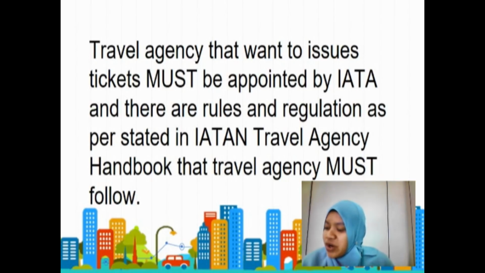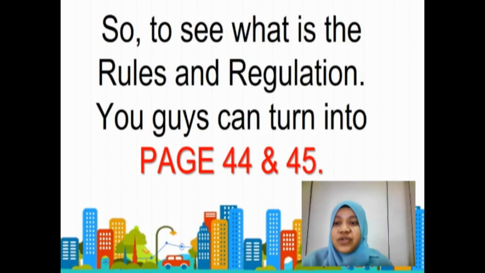So what kind of regulation must we follow? Okay, you guys can see. To see the rules and regulation, you can turn to pages 44 and 45. I will explain a few only, not all, because we have 14 rules and regulation. I guess you can read them on your own. So let's start with the first one. An application for recognition shall be addressed to the director, agency investigation panel, IATA. So we need to apply, and get recognition from the director and IATA itself.